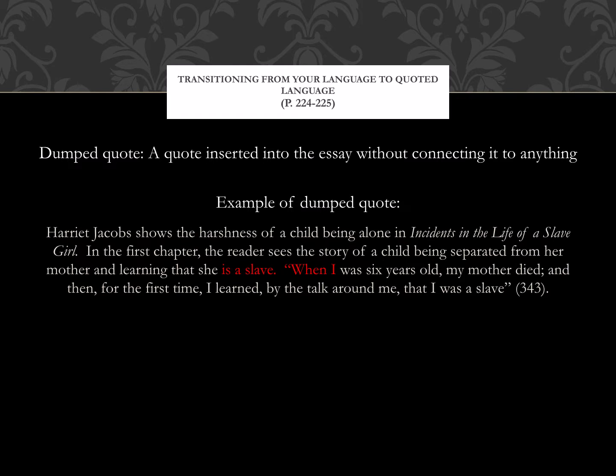When you transition your language into quoted language, you need to be sure that there's some connecting factor between your thoughts and your direct quote. In the example you see below, the second sentence ends with learning that she is a slave, and then the text evidence, "when I was 6 years old," begins immediately following the second sentence with only a period to end that clause. You have to have something between the two to connect those ideas.